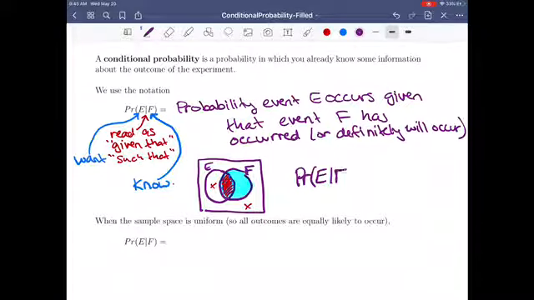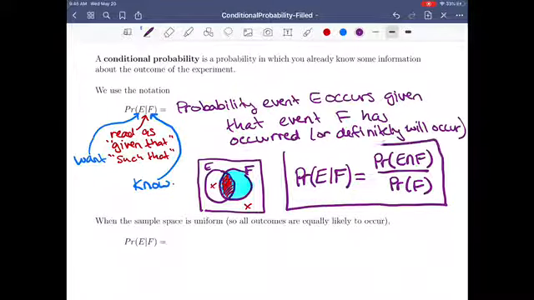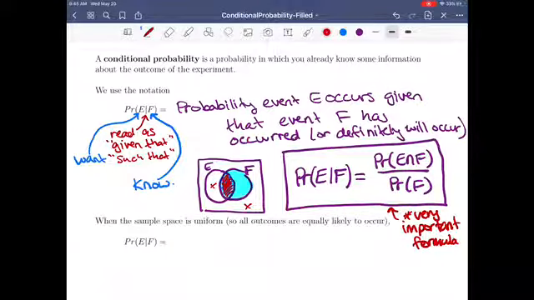Now, when we compute the probability of E given F, what we want to do is compute the probability of the intersection divided by the probability of F. That's your new sample space. This is very important. If you're going to remember one formula, this is it.